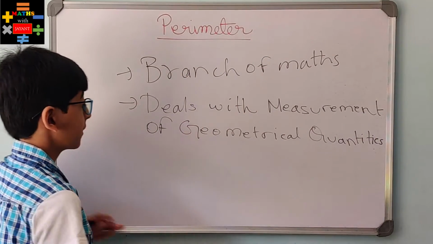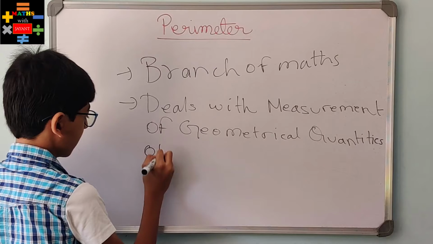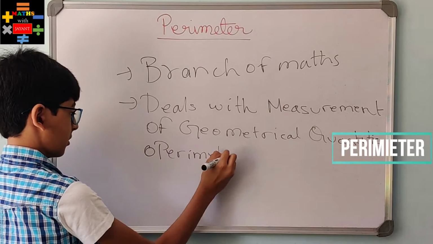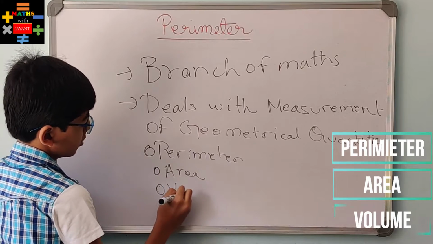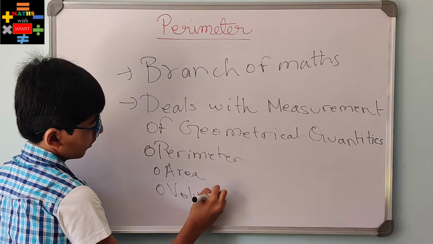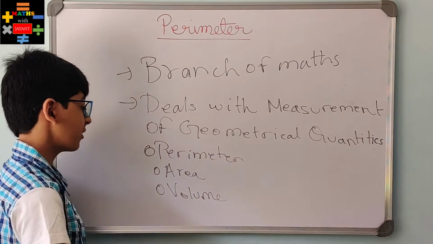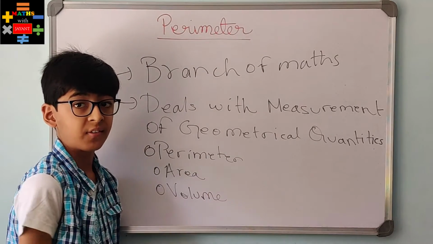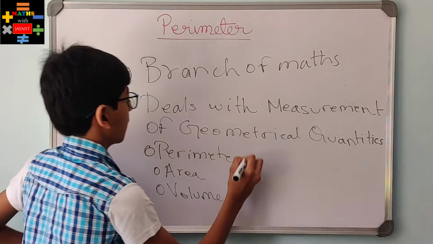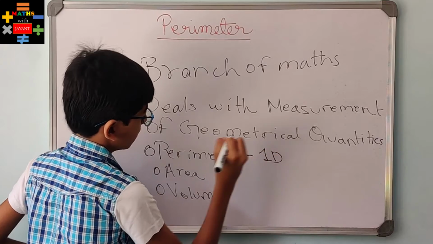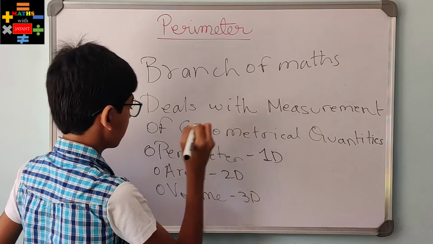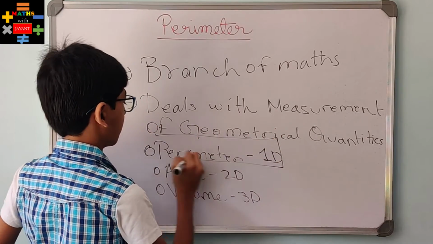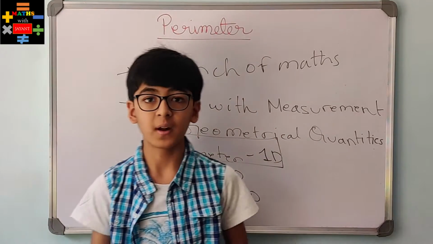And some examples of these geometrical quantities are perimeter, area, and volume. In today's video, we will be discussing perimeter, and area and volume I will discuss in the upcoming videos. Now perimeter is a one-dimensional quantity, area is a two-dimensional quantity, and volume is a three-dimensional quantity. Today we are going to discuss perimeter. So let us start with today's topic.